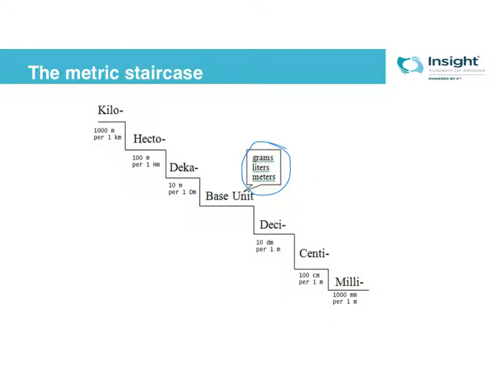It can be typical mass, which is grams. Volume is measured in liters. Length is measured in meters. It can also be amps or candelas or anything that was on the last slide. But your base unit doesn't have a prefix in it, so it's just 1.